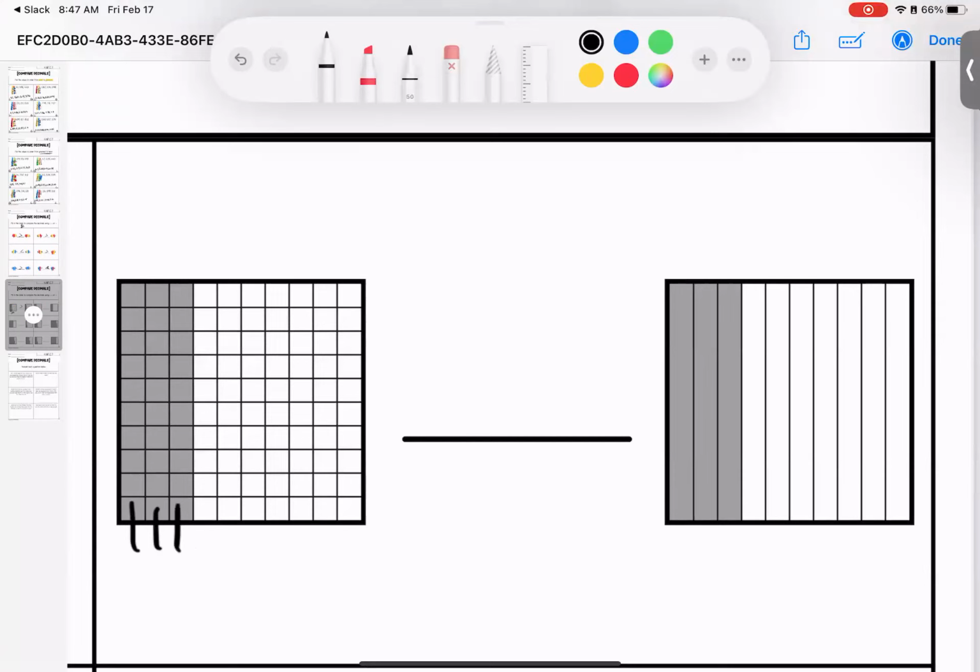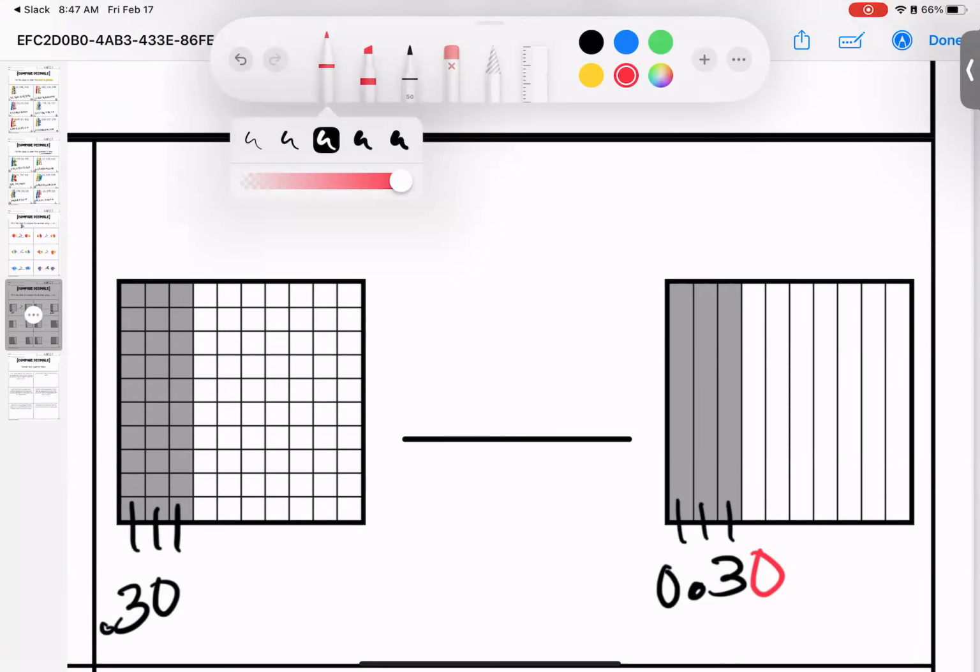Over here, I have 10, 20, 30. I have 1, 2, 3. But with my place saving 0, I see that they end up both being 30 hundredths. These are equal. 3 tenths and 30 hundredths are the same.